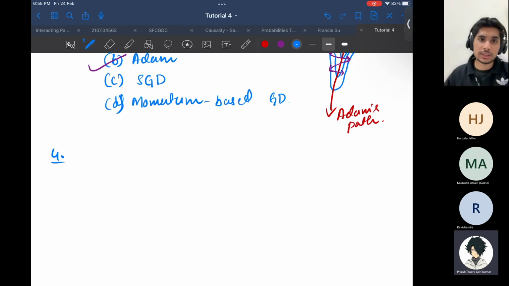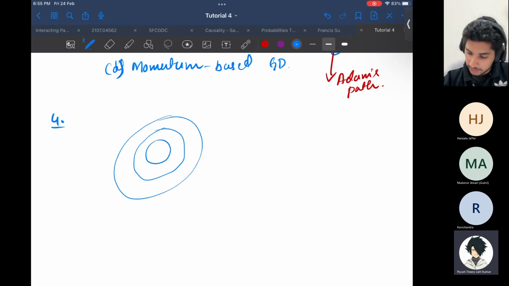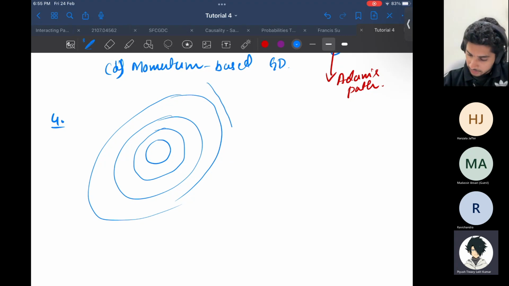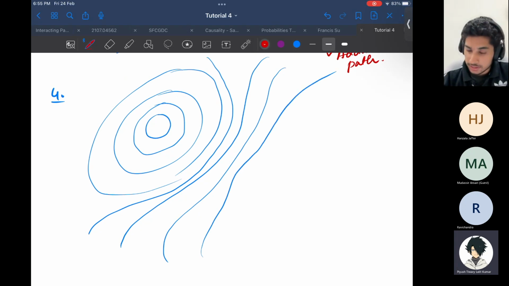Okay, so the fourth question is, in the given contour, which among the given regions is the steepest region? So you have been given a contour plot. Let me try to draw this. I don't have good handwriting, but I will try. So these are the two things. You have been given something like this, and then the color changes to red.